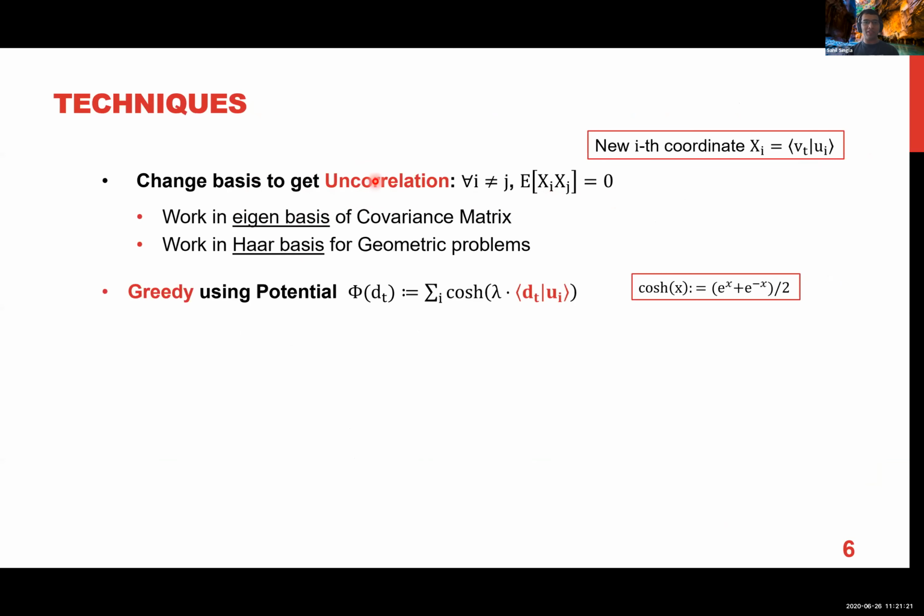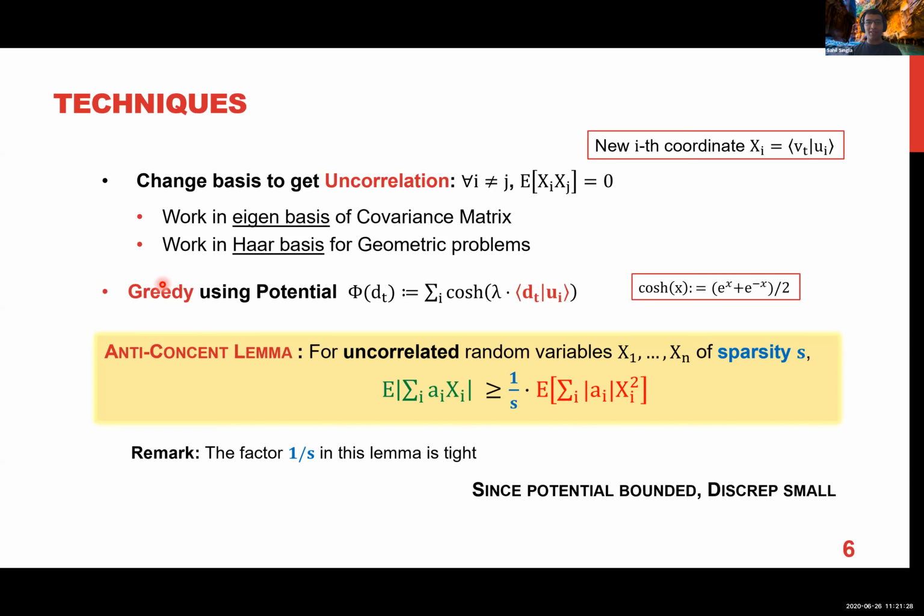This property becomes useful because in general, the proofs don't work in the original basis. When you use the potential, we combine it with an anti-concentration lemma, which is our main technical lemma, that for these uncorrelated random variables, we have some anti-concentration which ensures that the potential always remains bounded. So that's the main technique. And once the potential is bounded, the discrepancy also gets bounded.